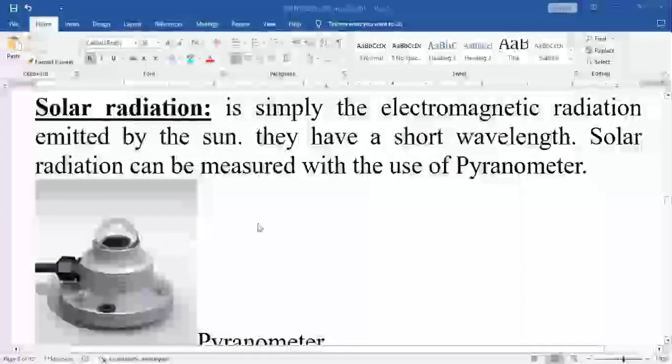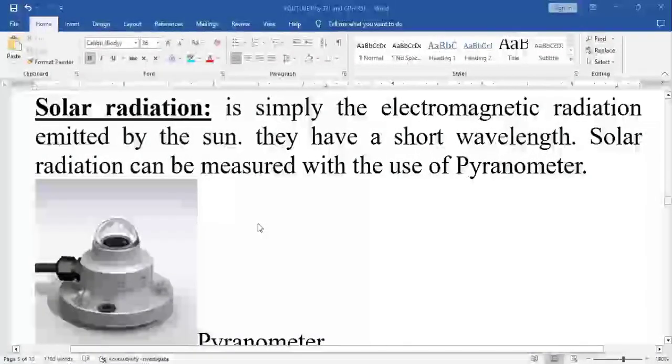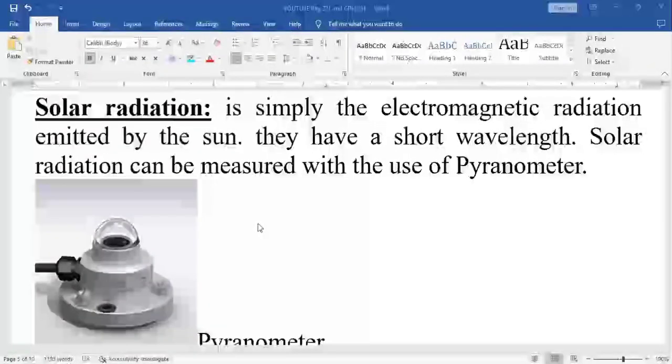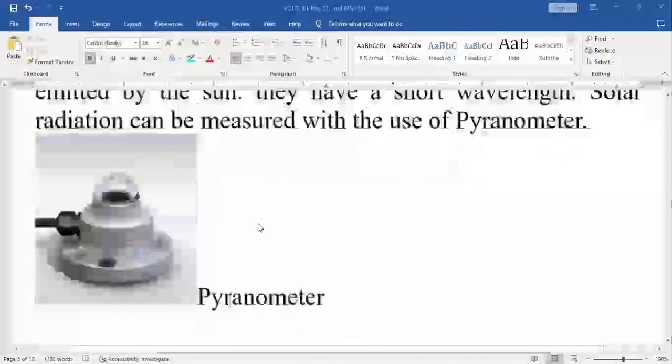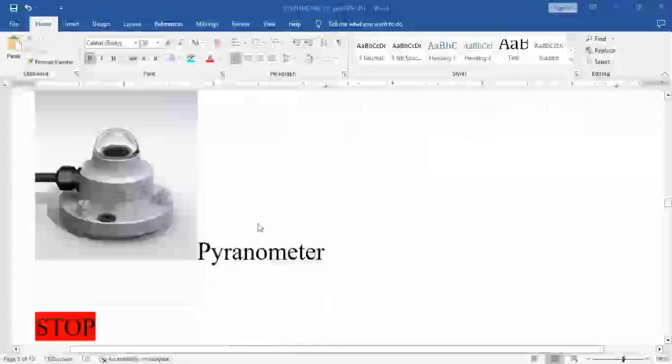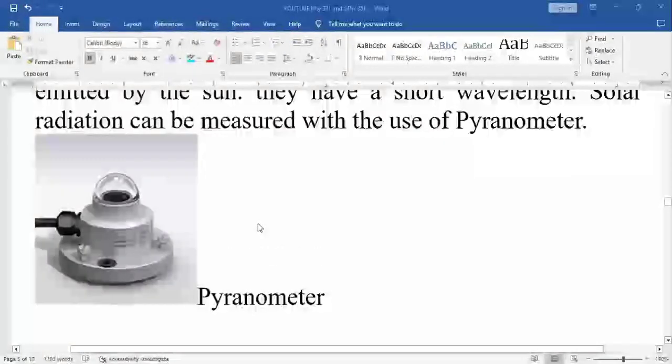And then we have another variable here, the solar radiation. So the solar radiation is simply the electromagnetic radiation which is emitted by the sun. They have a short wavelength. The solar radiation can be measured using the pyranometer. So you can see the figure here representing the pyranometer.